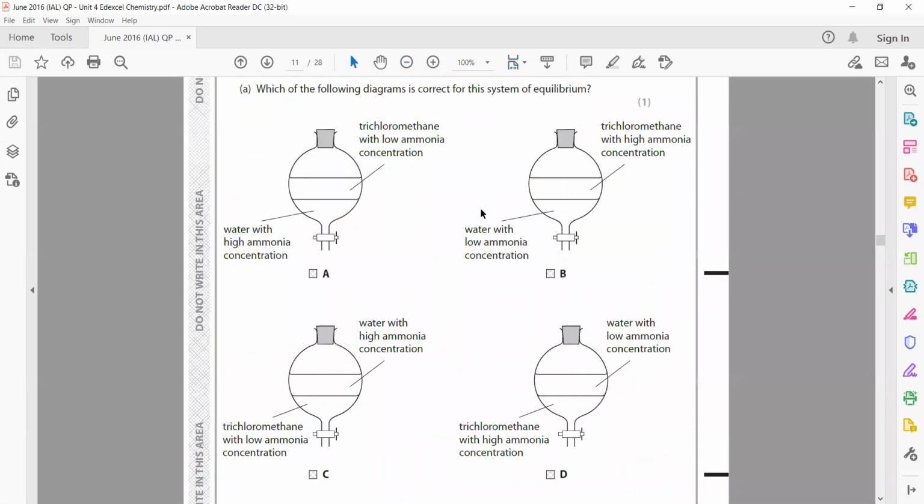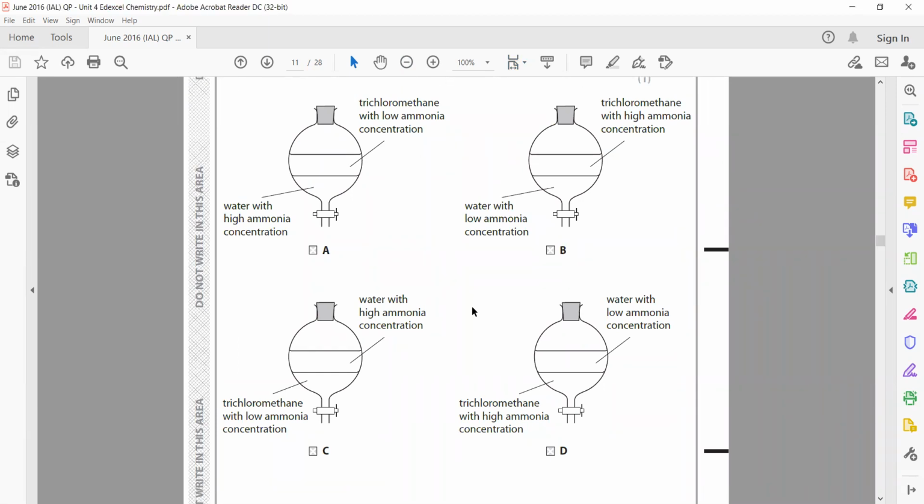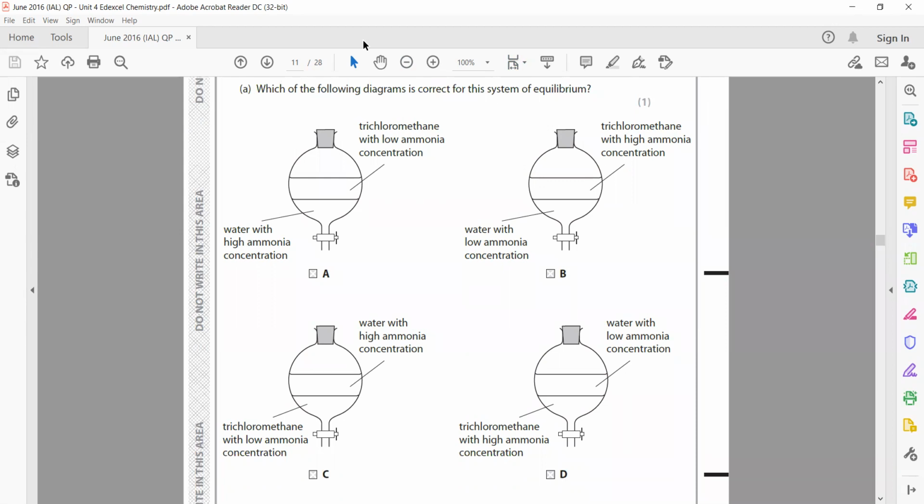First thing, trichloromethane has a high density as compared to that of water. So trichloromethane should be at the bottom and water should be at the top. The second thing, the concentration: because it is more soluble in water, the higher concentration should be there for ammonia in water and less concentration in trichloromethane for ammonia. So C is the right answer.